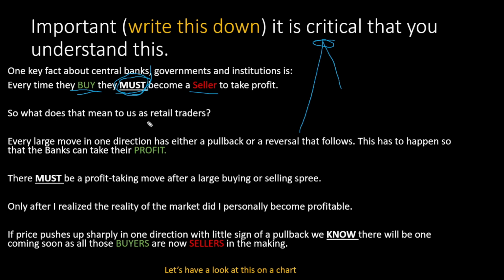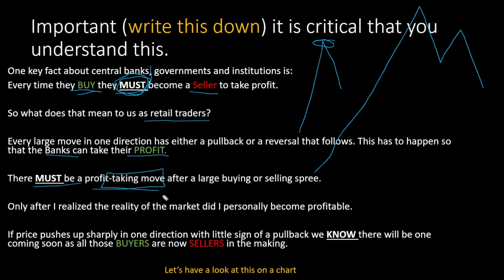So what does this mean for us retail traders? Every large move in one direction has either a pullback or a reversal that follows. This has to happen so these banks can make their profit. Price isn't just going to go in one direction forever. It's definitely 100% going to have pullbacks. That's just what we see historically. There must be a profit-taking move. If they never sell off, how are they going to be making their profits?